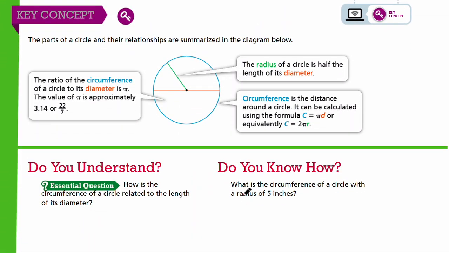The parts of a circle and their relationships are summarized in a diagram below. So make sure you know what the radius is. It's half the length of the diameter, and the diameter is the distance across the circle. Circumference is the distance around the circle, and remember the ratio of the circumference to the diameter is pi. So you have the equation circumference equals pi times the diameter. Okay, so that was our lesson 10-5, solving problems involving circumference of a circle.